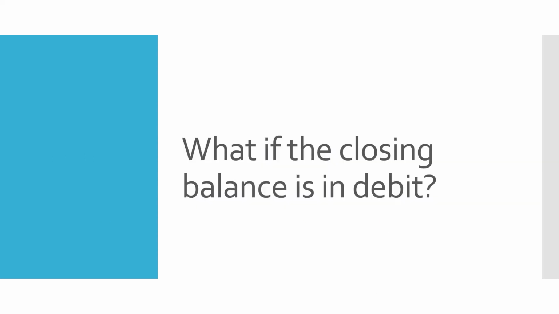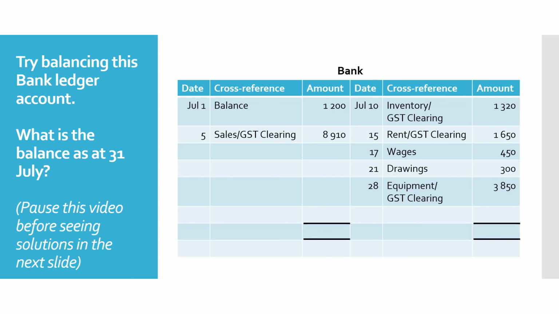Here's a different example for you to try. What if the closing balance is in debit instead? Here's one for you. Try balancing this bank ledger account. What is the balance as at 31st of July?